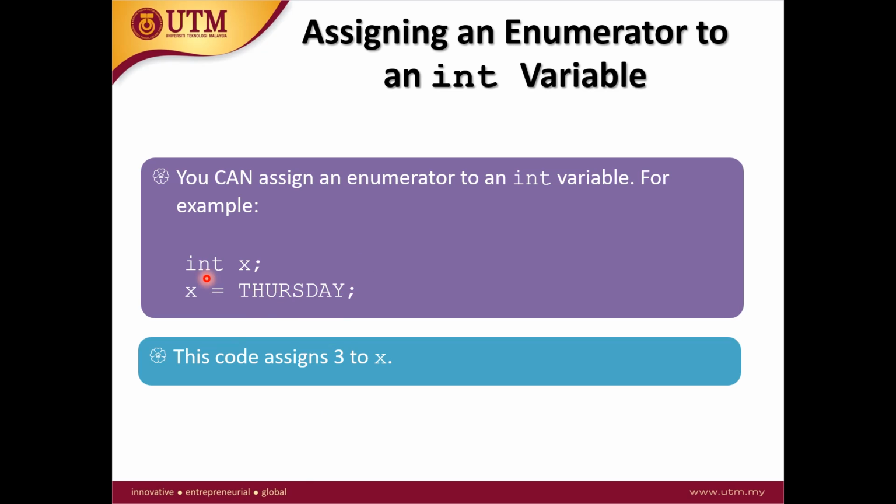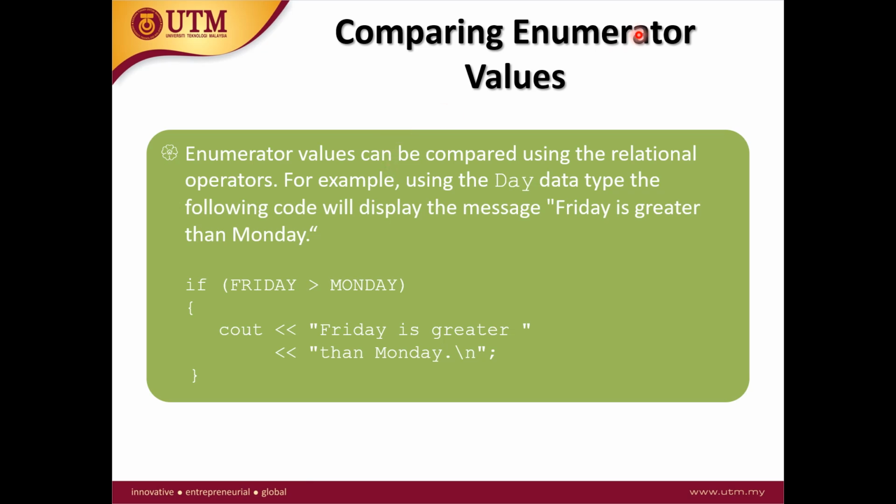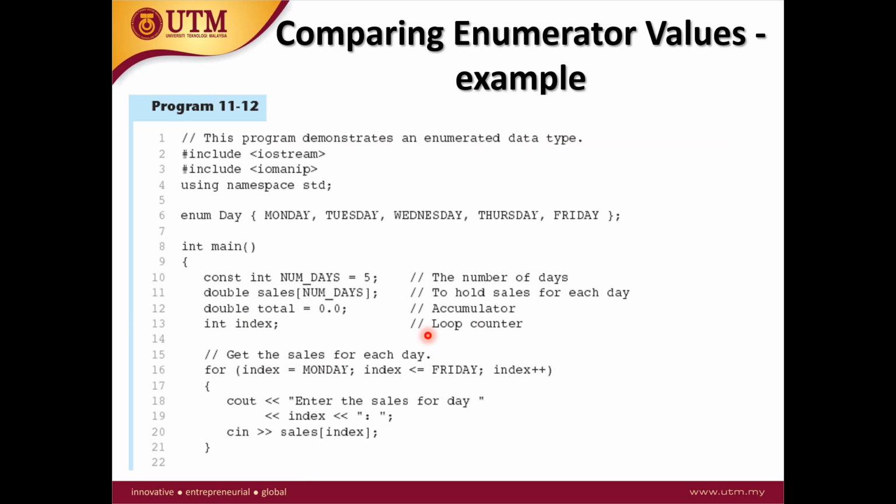As we said before, the enumerators are translated to integers inside the compiler, so we can use them as integers. For example, integer x is a variable which can hold all integer values, so you can say x equals Thursday. In this case Thursday was translated to 3, so 3 is going to be stored inside the x variable of integer type. So you can act with them like integers, and we can compare them. We can compare the enumerators. If Friday greater than Monday, yes, it is, because it was 4 and this one was 0, so Friday is greater than Monday.